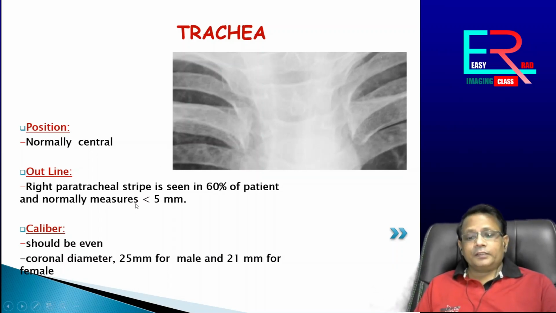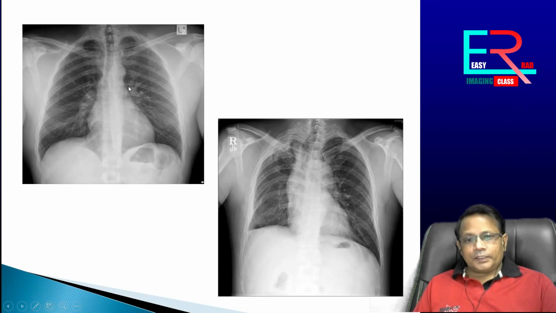Okay, then always look at the diameter of the trachea. It should be 25 mm for an adult male and 21 mm for a female. See, this is an air-filled trachea, centrally placed, but here it is deviated to the right side due to fibrotic collapse. Here, the area of fibrosis is in the right apex, and the trachea is deviated toward the right side.